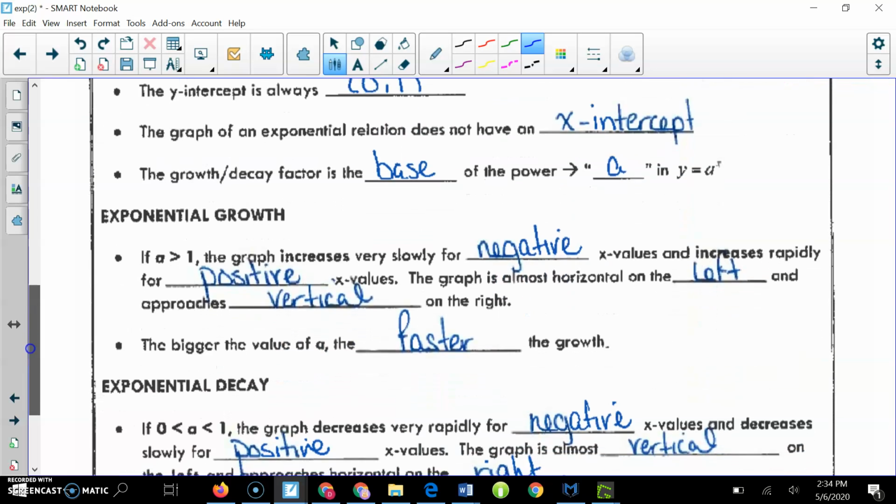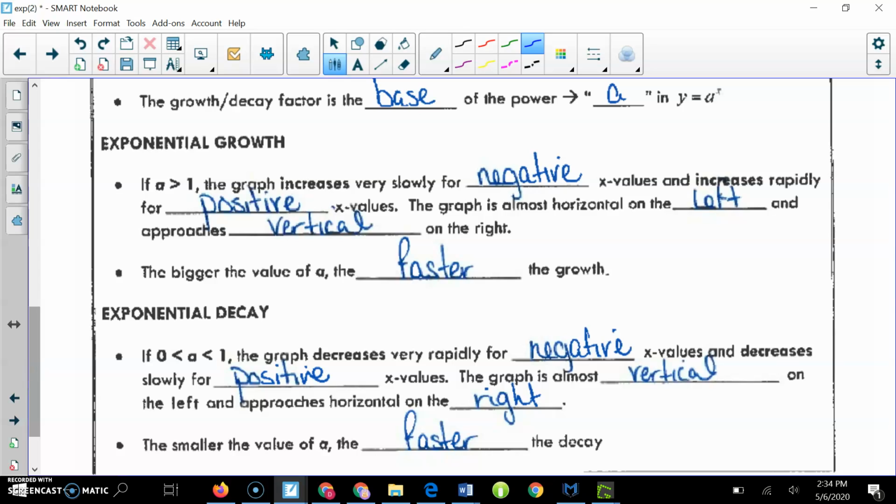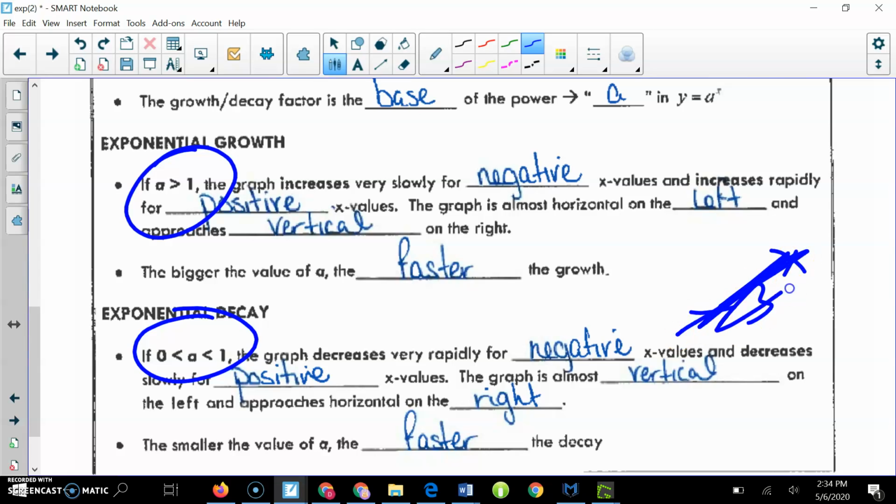We'll get to that later, okay? If the base is greater than 1, we have growth. If it's between 0 and 1, we have decay. We never have negative bases, so you'll never have -3 to the x, so don't worry about that. Okay, we're not going to graph that.